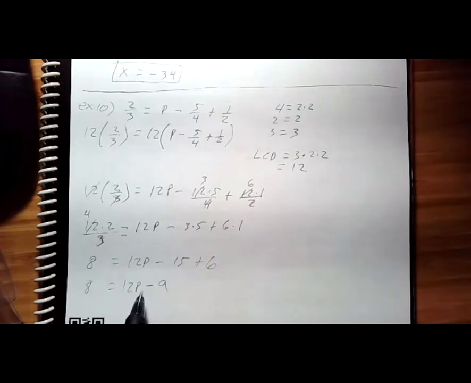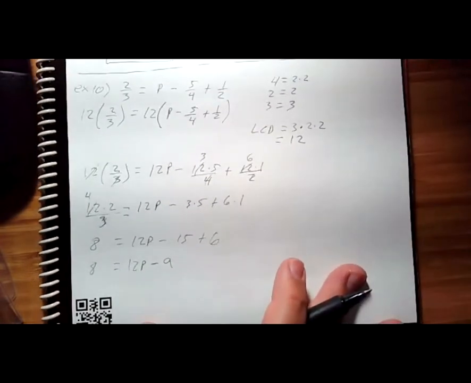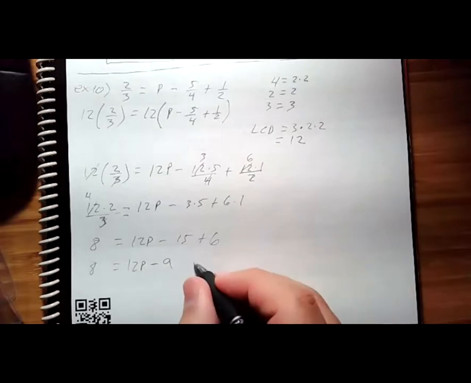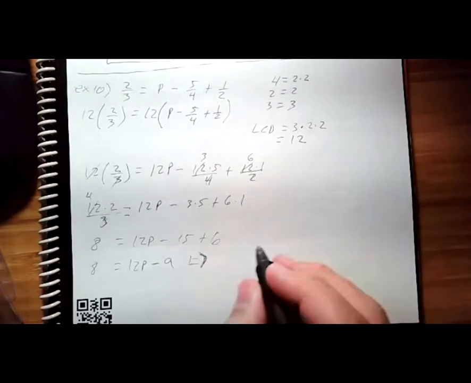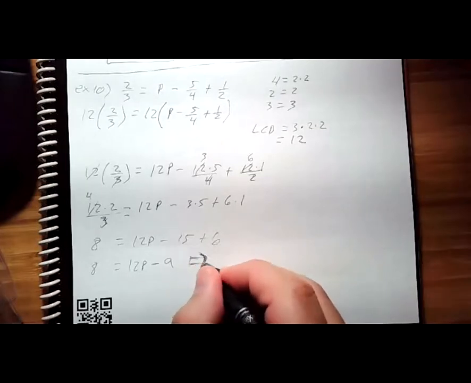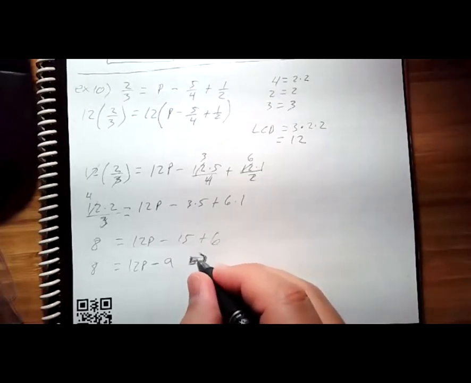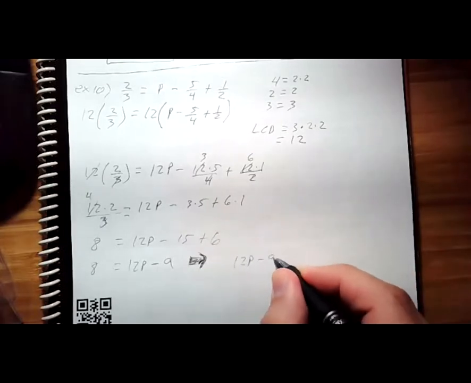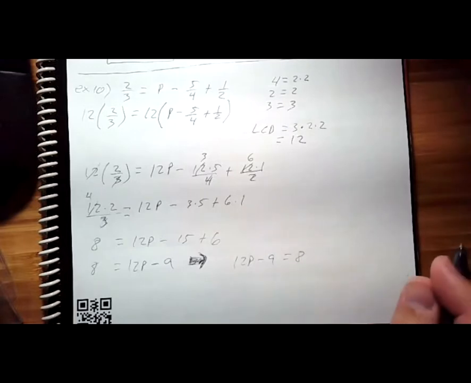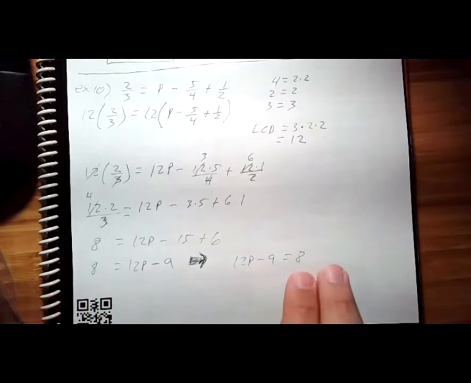Notice if I have the variable on the right hand side, then that's okay. We can always write it the other way. Technically, you could say this is the same as 12p minus 9 equal to 8. Right? They're still equal to each other. So why not write it this way? You don't have to do this. I'm just letting you know this is the same.